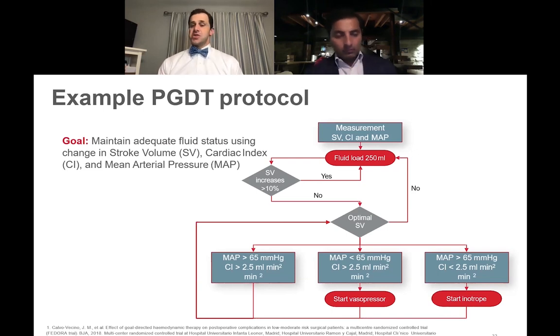We're giving fluid. Does the stroke volume increase? Yes or no? If the stroke volume doesn't increase, are we optimal? Well, maybe. It depends. If our index is still below target or our MAP is low, that's prompting us to either start an inotrope or a vasopressor, and sometimes both, depending on the situation. But we're flowing through this algorithm continually. And when we have patients who are not doing well, we always go back to this algorithm to help us.